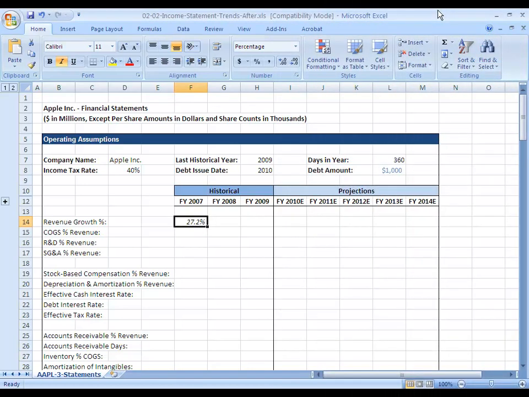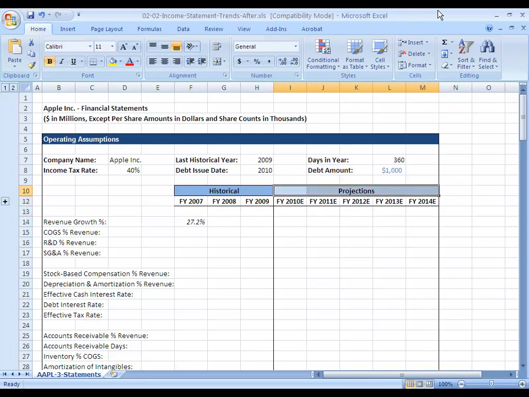In this lesson, you're going to learn how to complete the first step of our income statement projection model for Apple, which is to look at some of their historical numbers, ratios, and growth percentages, and then figure out how to use those when making our 5-year projections that you see over here on the right side of the page.